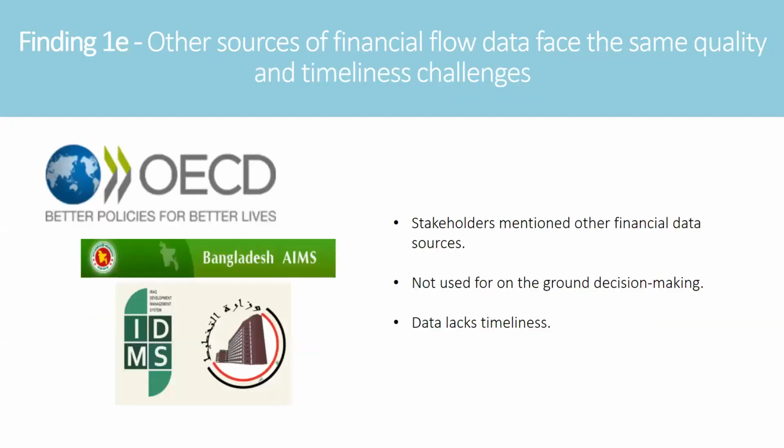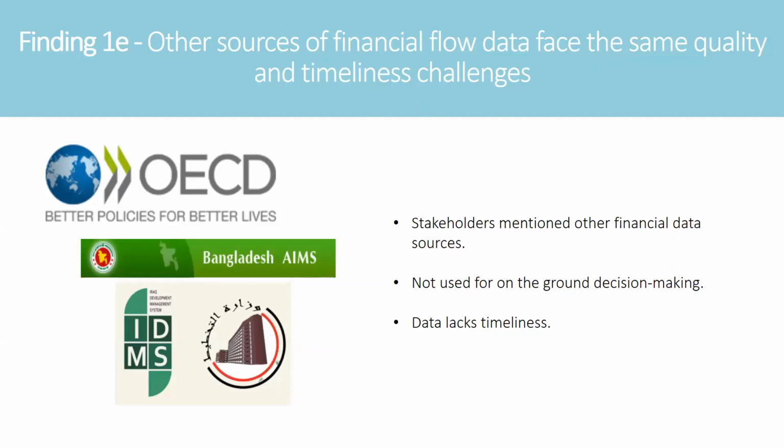So I'll move on to the last finding of report 1, finding 1E, which is that there are other sources of financial flow data, but they also face the same quality and timeliness issues. We did find that there were a few other sources of financial flow data that interviewees had referred to, in particular AIM systems and the OECD DAC. However, stakeholders stated these also suffer from timeliness issues.